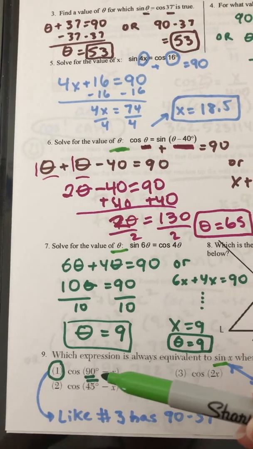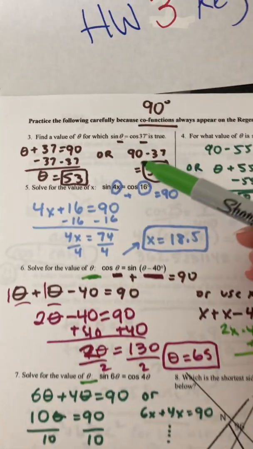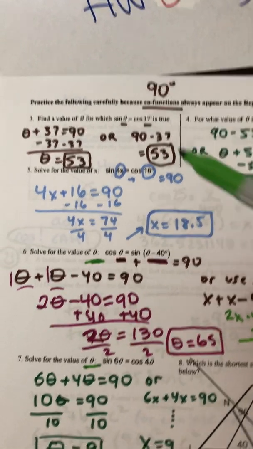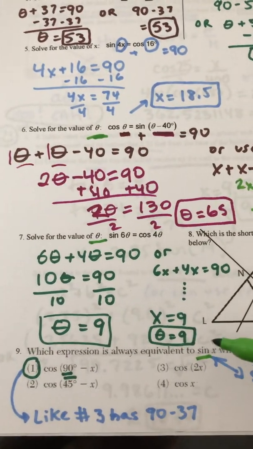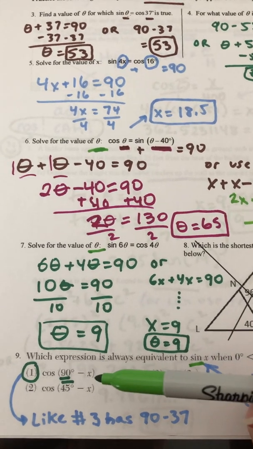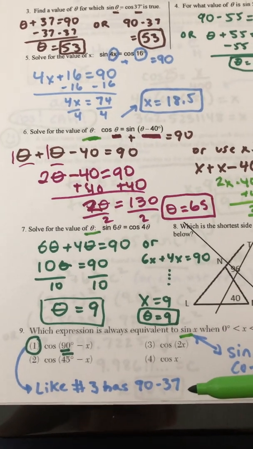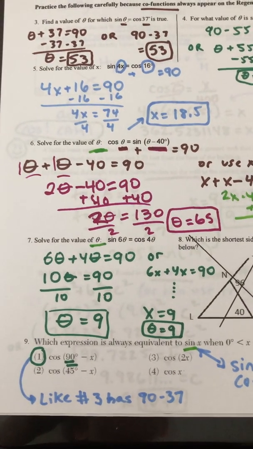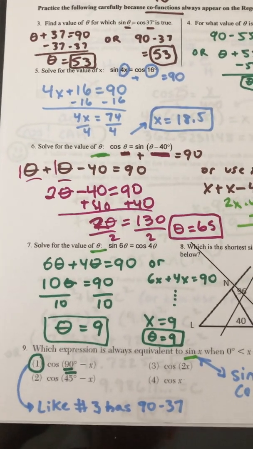Now, you may be confused as to what that really means. Well, that's like what we did up here in question 3. You took the 90 degrees and subtracted away the angle that you know. That's similar here. We know the angle is x, so it's 90 minus that angle. So just like number 3 has 90 minus 37. Otherwise, just recognize that's the only example that has something to do with complementary 90 degrees.